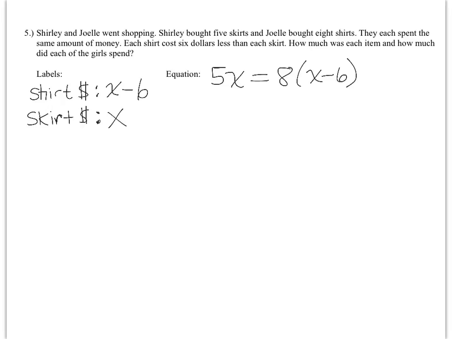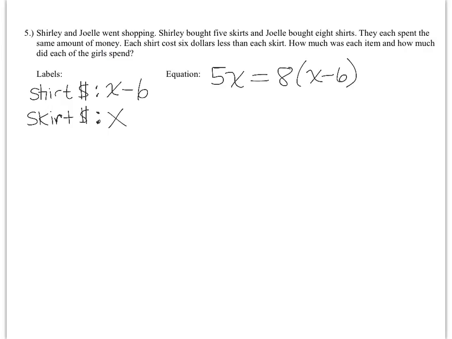All right, so this one is one where you have to actually read through the entire question first before you start trying to write labels and equation. Many of you might start with the first sentence and say Shirley and Joelle, and you may have written down labels as Shirley and Joelle. But you have to keep reading because it says Shirley bought 5 skirts and Joelle bought 8 shirts. They each spent the same amount of money.